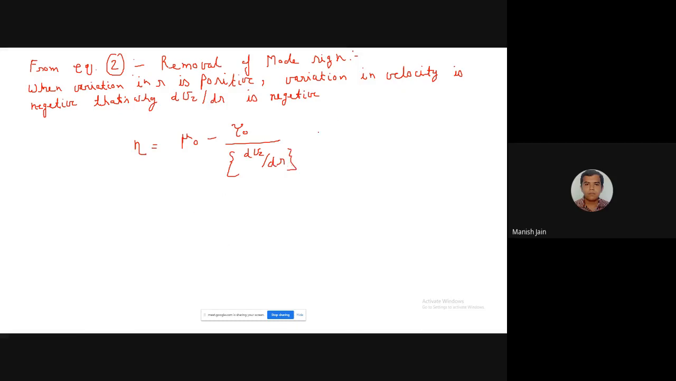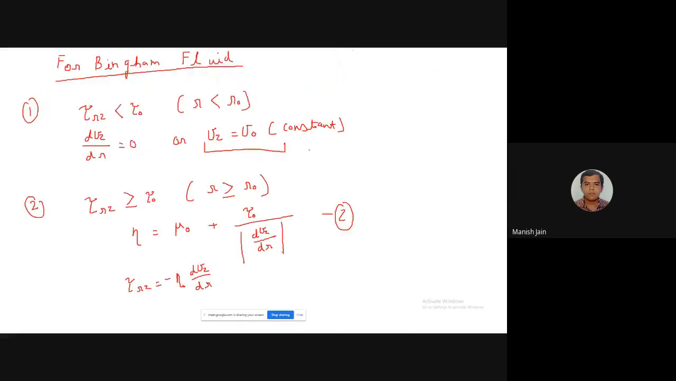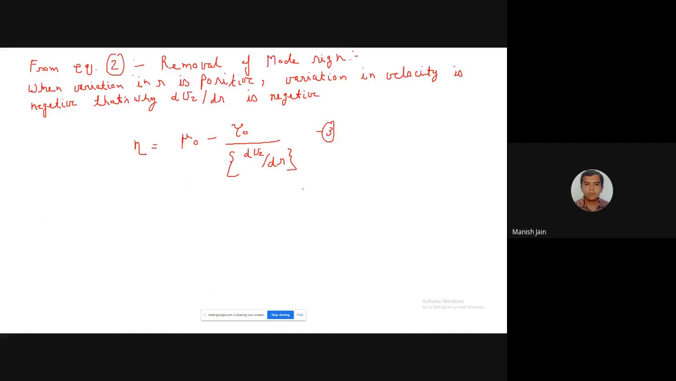Now substitute this equation. Suppose this is equation number 3 and this is equation number 4. Now substitute equation number 4 in 3.